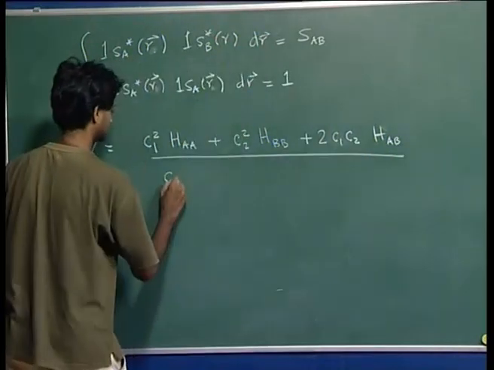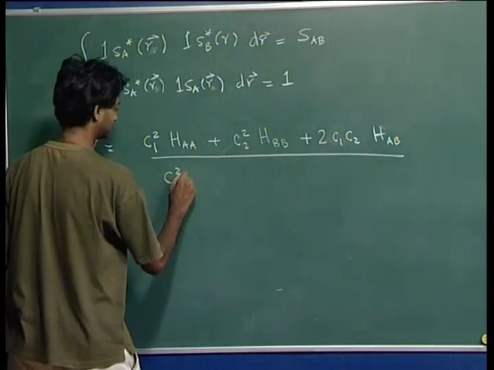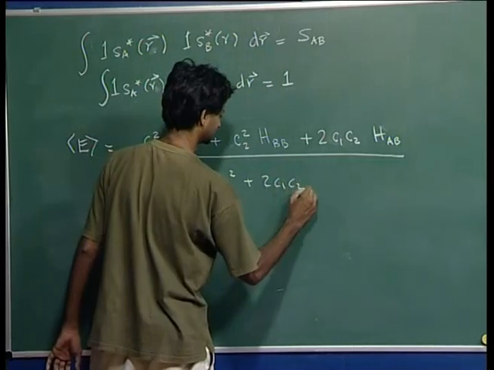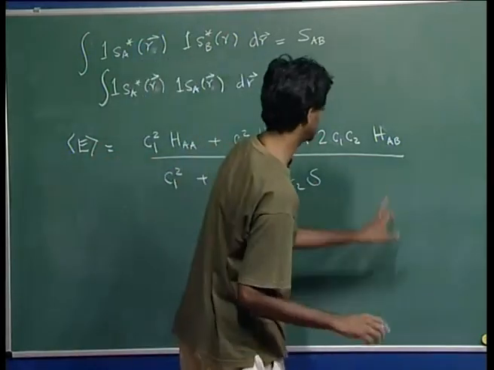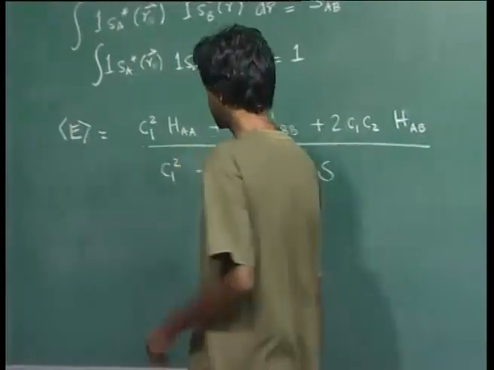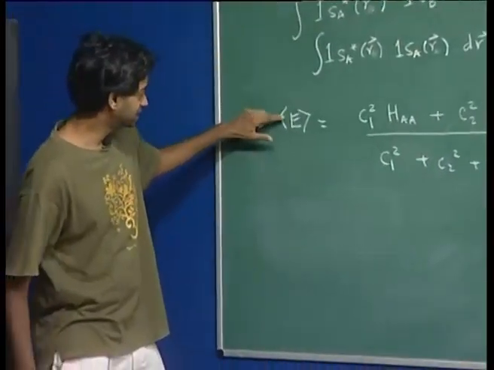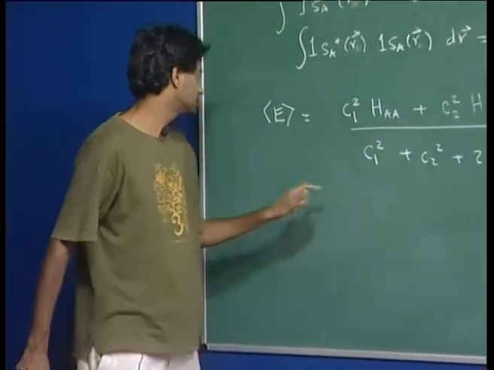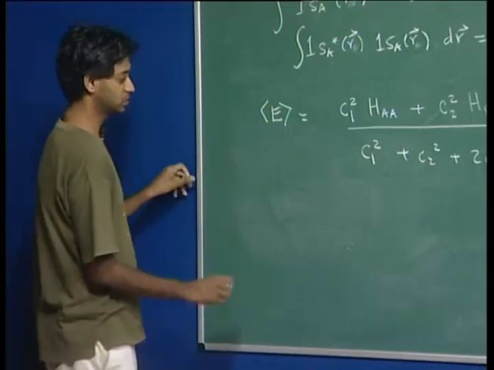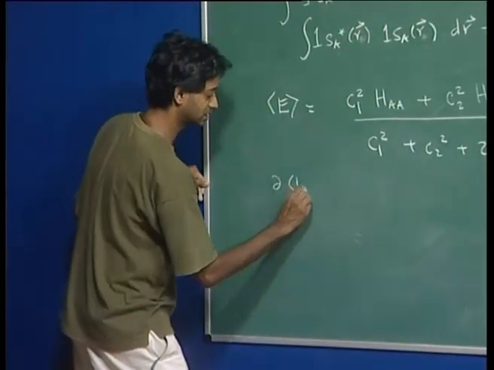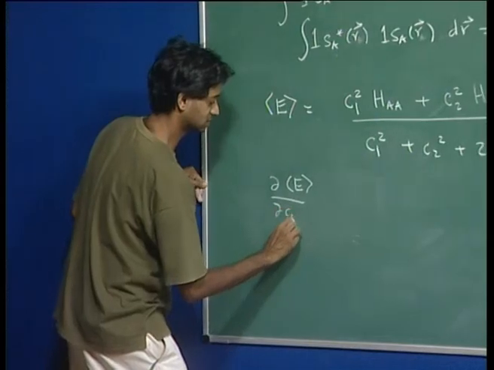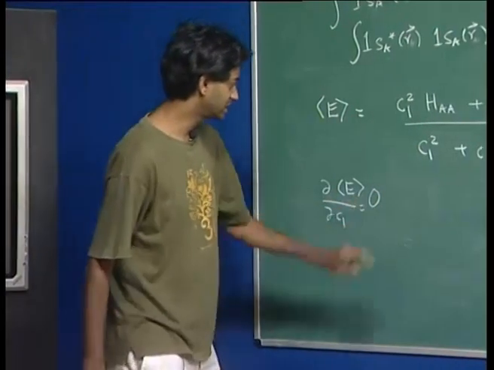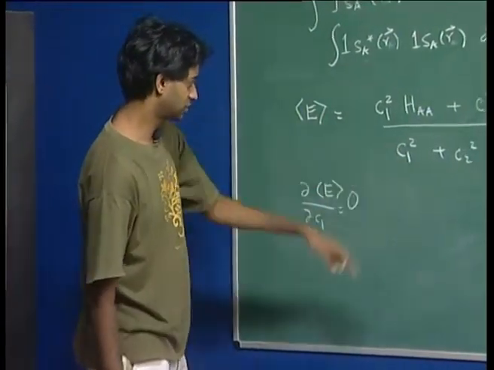Divided by, in the denominator, C1 square plus C2 square plus 2 C1 C2 S, where I'm just denoting SAB as S. The variational theorem says that this energy should be minimum. So you should choose your C1 and C2 such that this energy is minimum. In other words, dou E by dou C1 equal to 0.